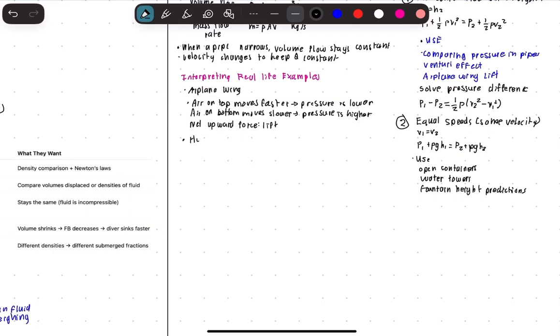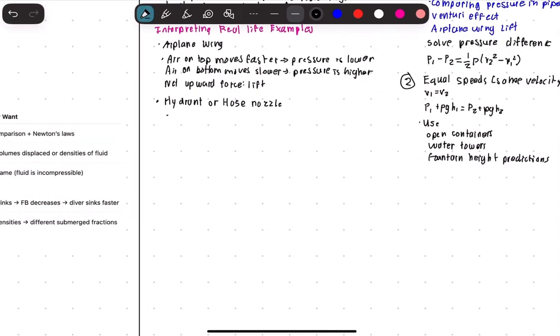Now let's move on to the hydrant or the hose nozzle. So for this, you basically have to just remember that smaller area means higher velocity. This is from continuity. And also that higher velocity means pressure is lower, from Bernoulli.